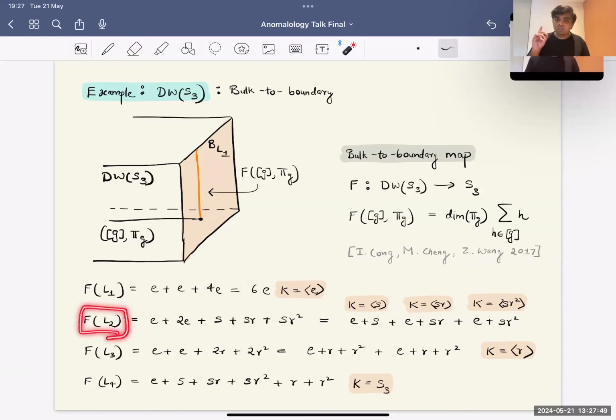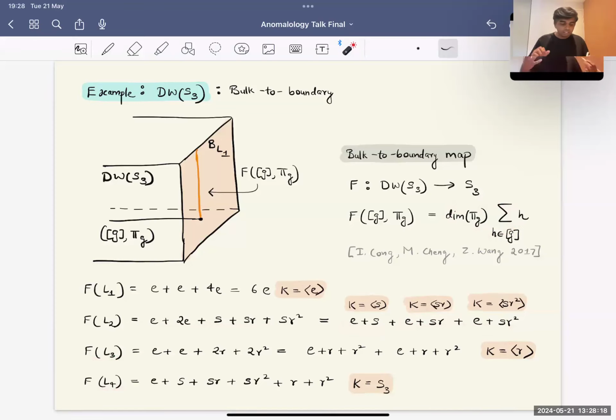F acting on L2 now will be something non-trivial because L2 is a Lagrangian algebra, but it is not a Lagrangian algebra corresponding to this boundary. So all lines in L2 cannot end on this boundary. So when you apply F using this formula, you will find that this is this sum, which you can write as E plus S, E plus SR, E plus SR squared. Similarly, you do for L3 and L4.